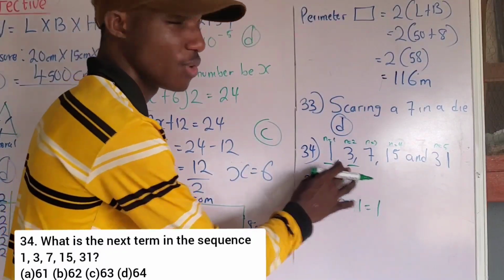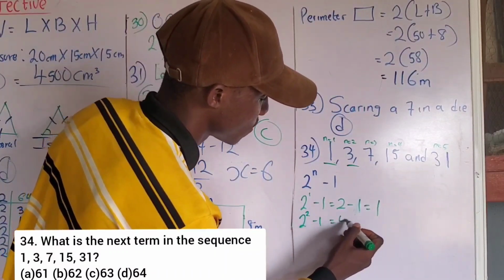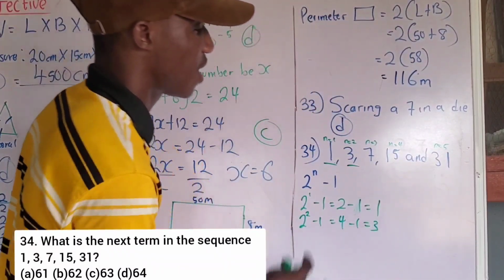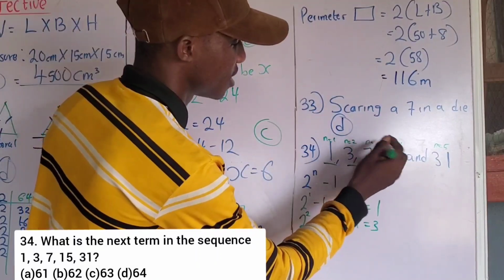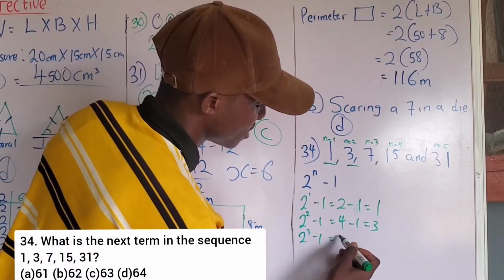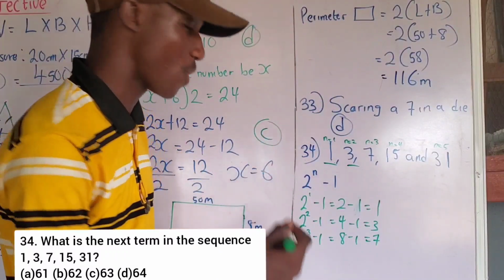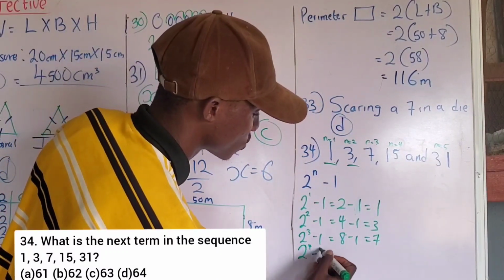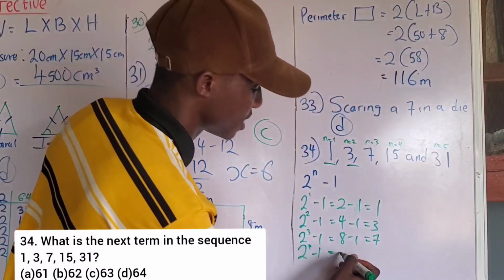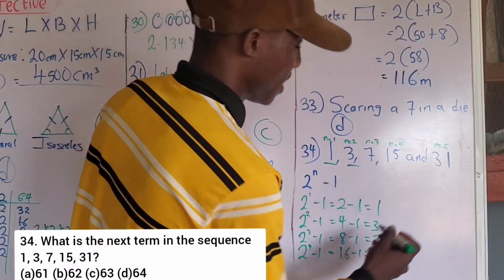Let's see if it will give us 3. So when n equals 2, I'm going to have 2 raised to the power of 2 minus 1. That is 4 minus 1, which is equal to 3. Now, when n is equal to 3, I'm going to have 2 raised to the power of 3 minus 1. That is 8 minus 1, that is 7. You can see now. Okay, when n is equal to 4, I'm going to have 2 raised to the power of 4 minus 1. 2 raised to the power of 4 is 16. 16 minus 1 will give me 15. You can see now.